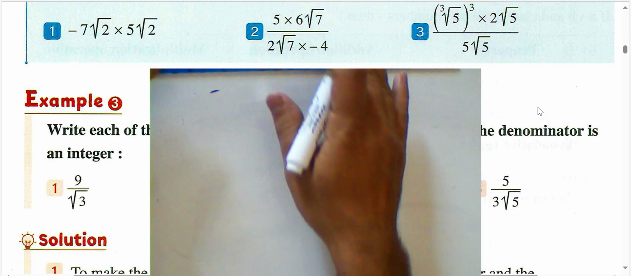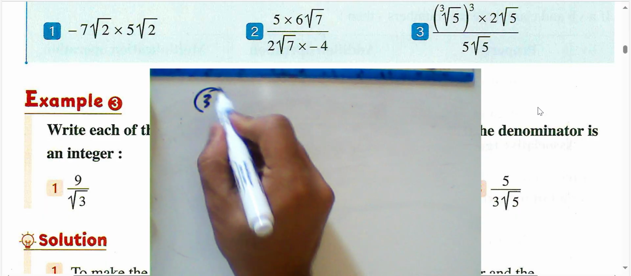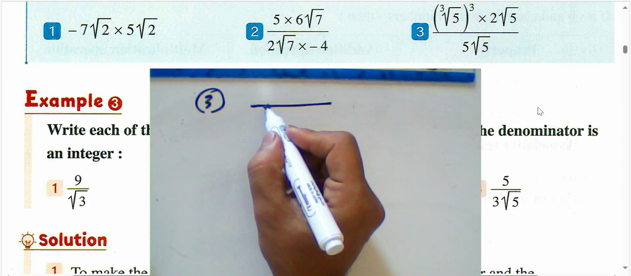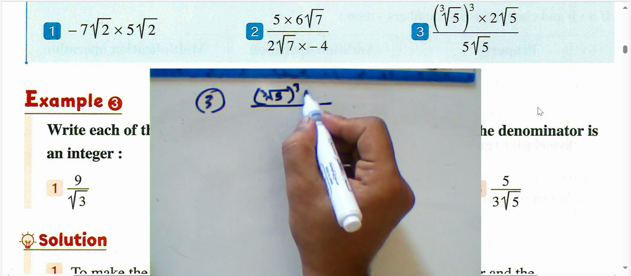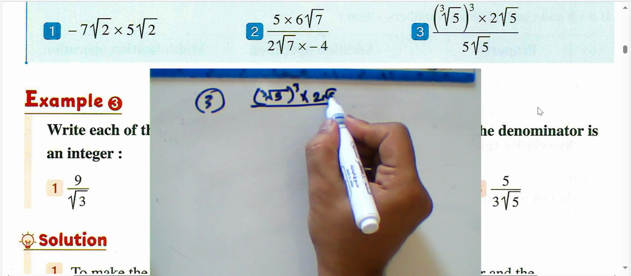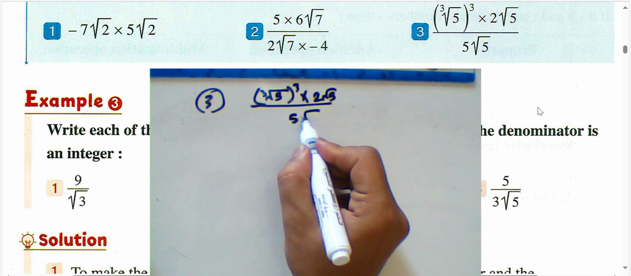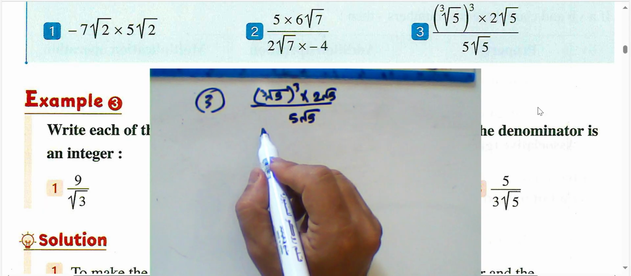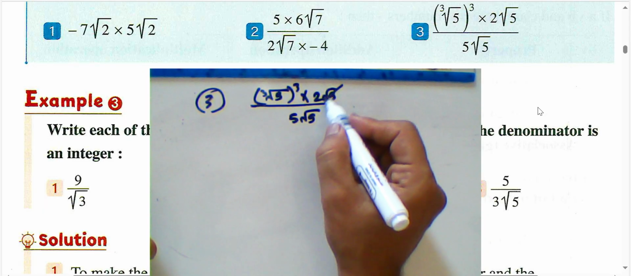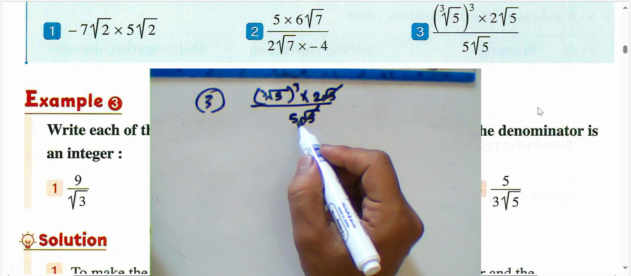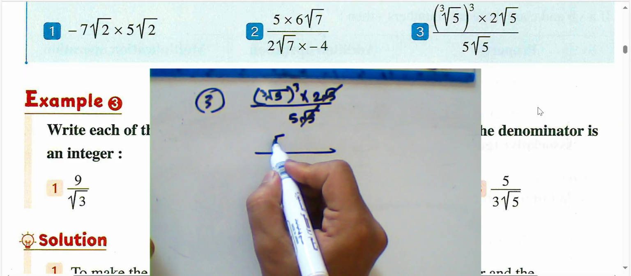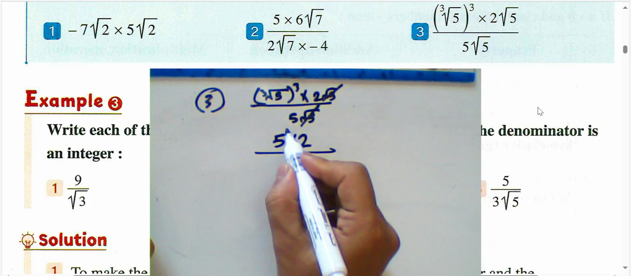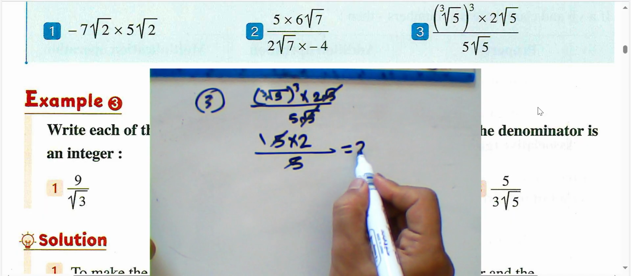Now question number 3. We have cubic root of 5 to the power 3 reduced by 2 root 5 over 5 root 5. We know 5 root 5 over root 5, we can cancel together, and cubic root of 5 power 3 will be 5. 5 times 2 over 5. We can cancel 5 divided by 5, 1. 1 times 2 equal 2.